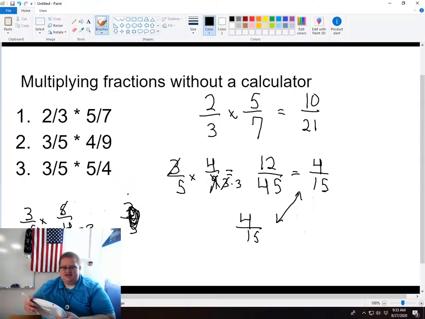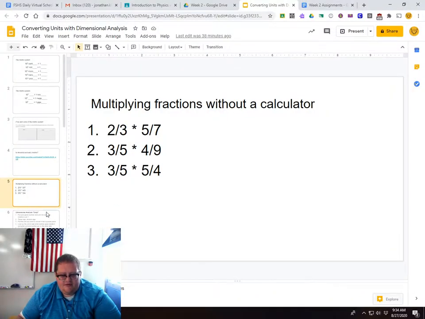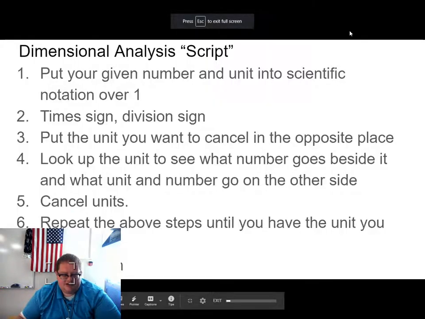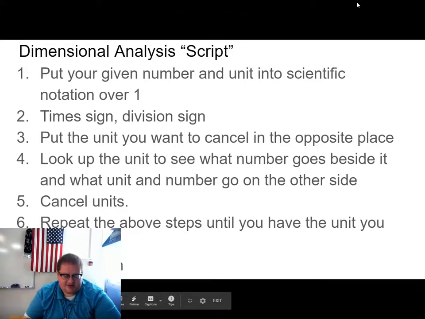Okay, now why did I show you that? Because we are going to be sort of dividing fractions in just a moment with units. And that's the dimensional analysis. That's what it means. So this is called the dimensional analysis script.